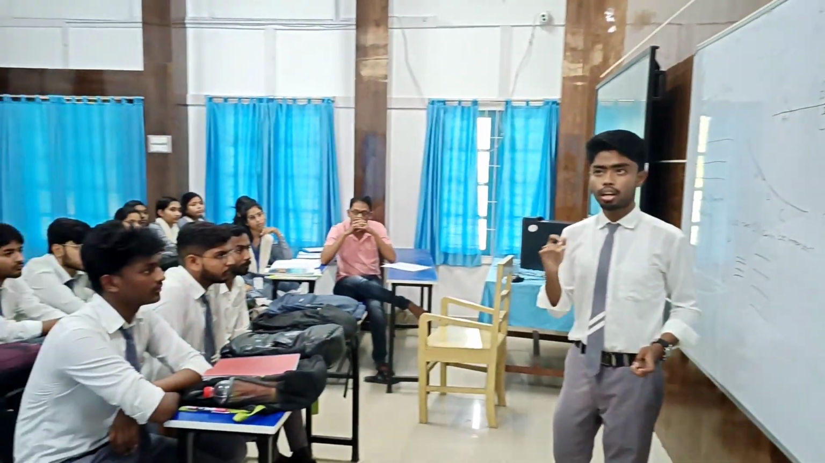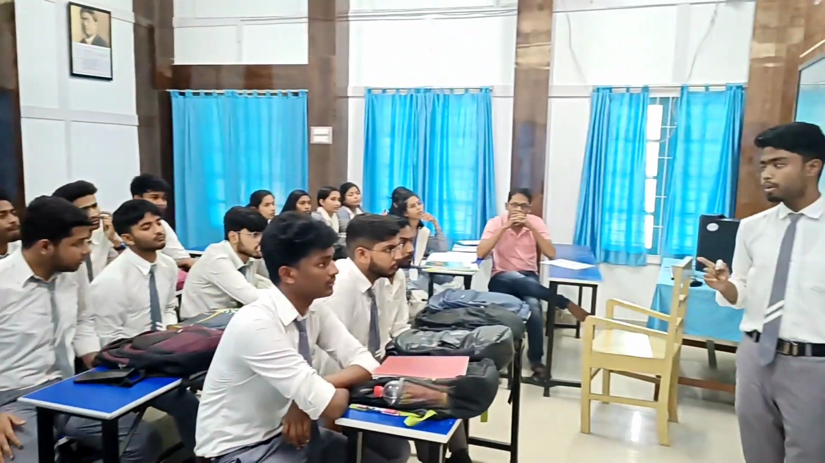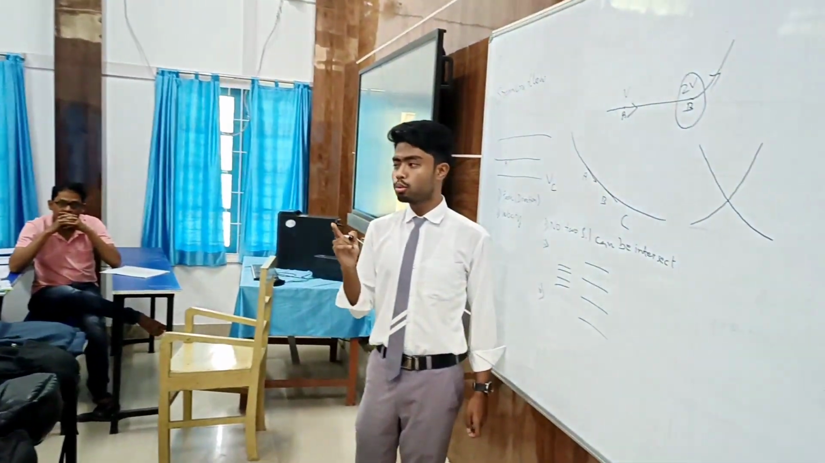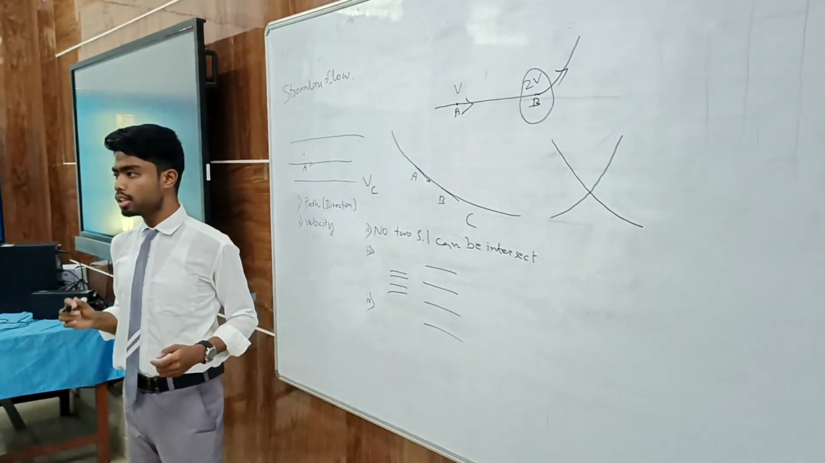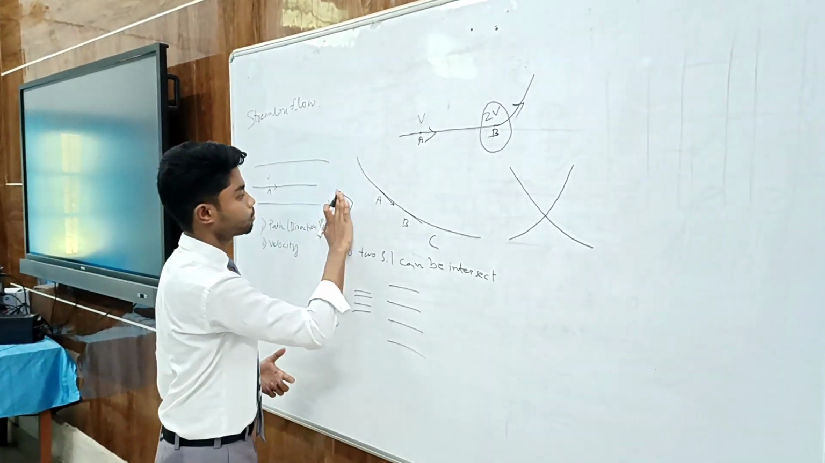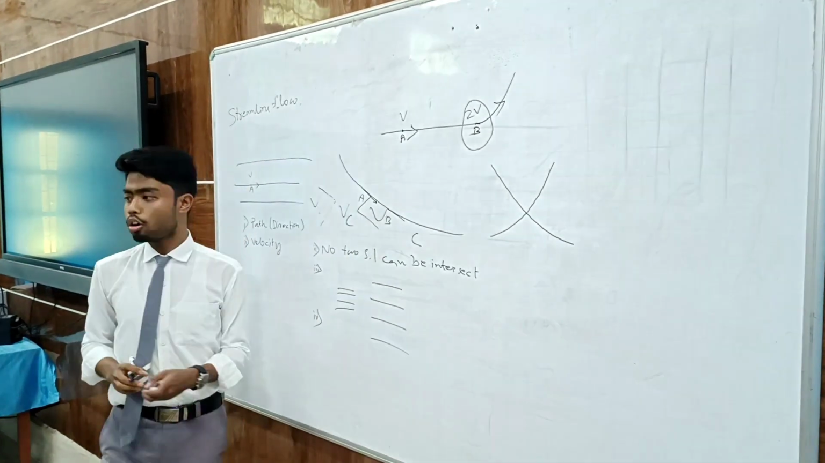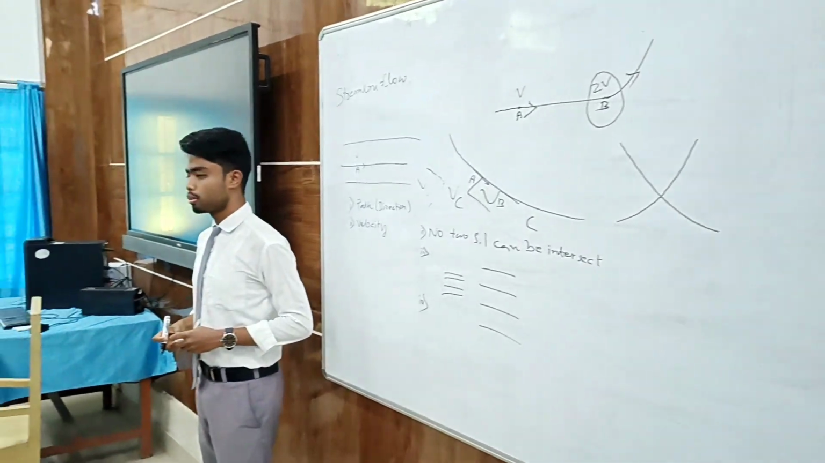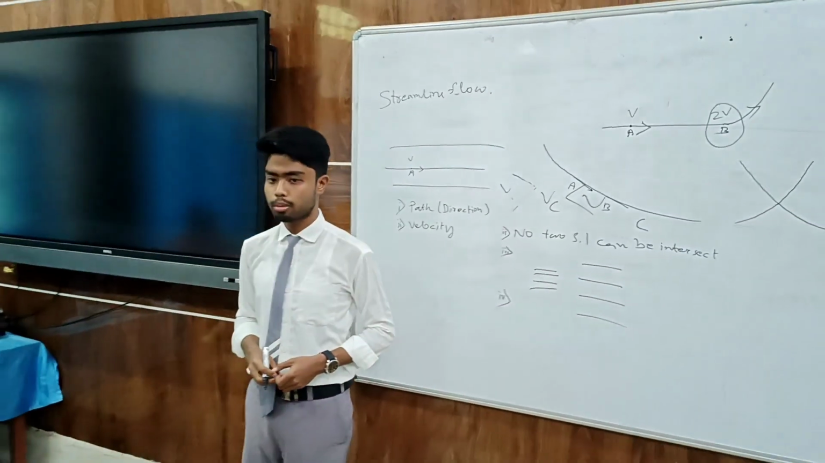Now what is critical velocity, VC? Critical velocity is the maximum velocity of a liquid flowing in a streamline path. And if the velocity of the flowing liquid exceeds the critical velocity VC, then the flow or motion is called turbulent flow. So this is all about streamline flow, laminar flow and turbulent flow. Thank you.